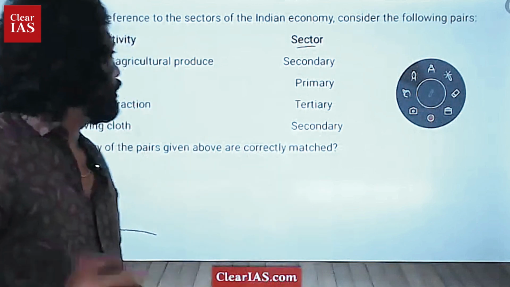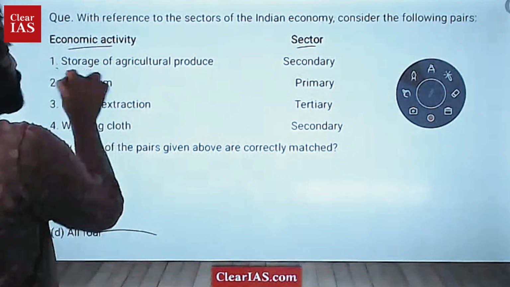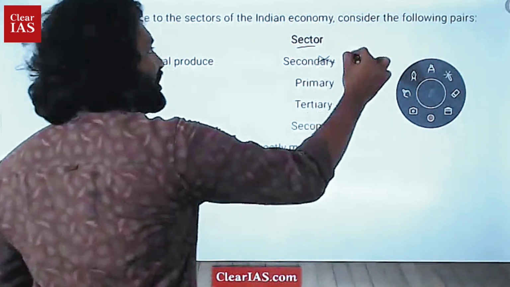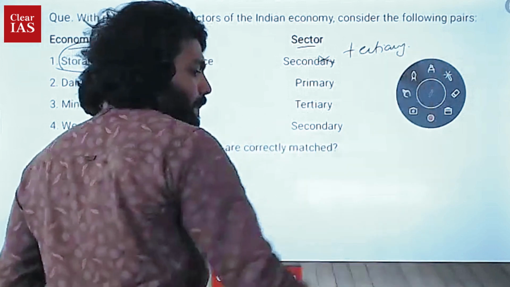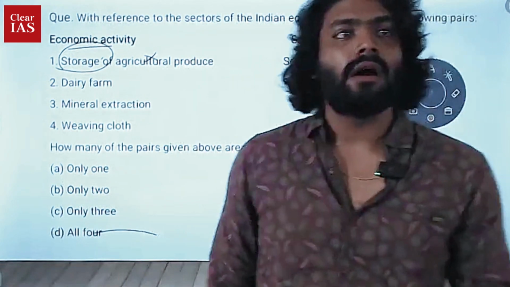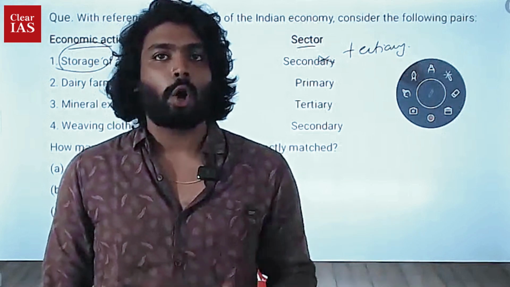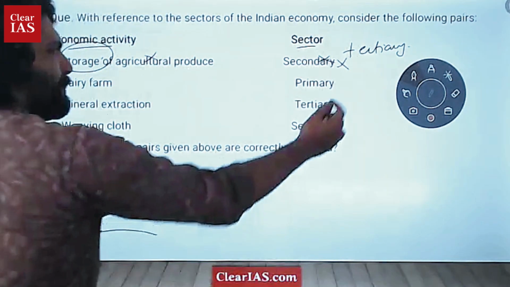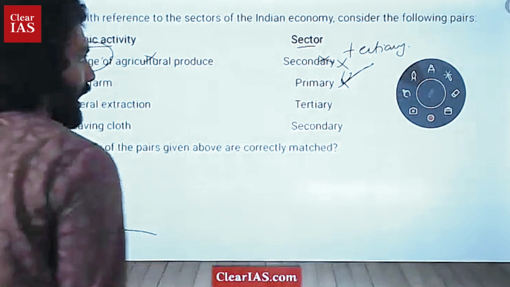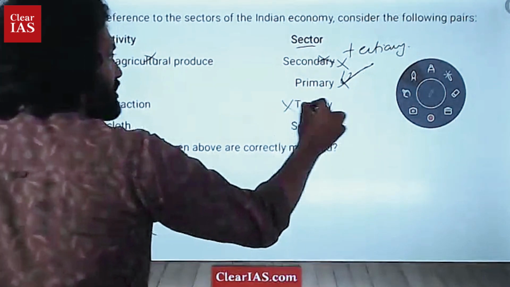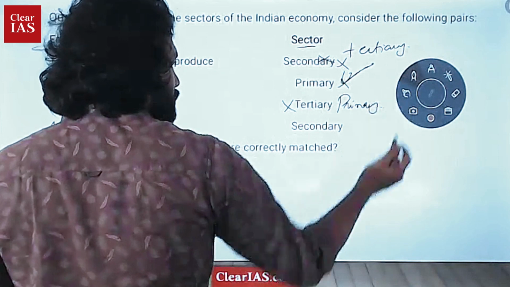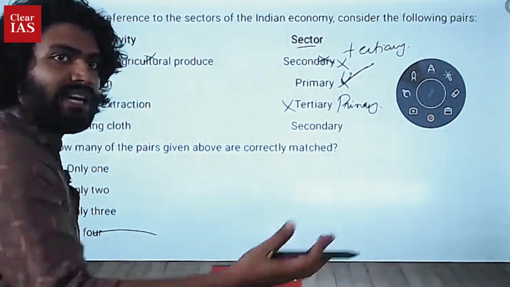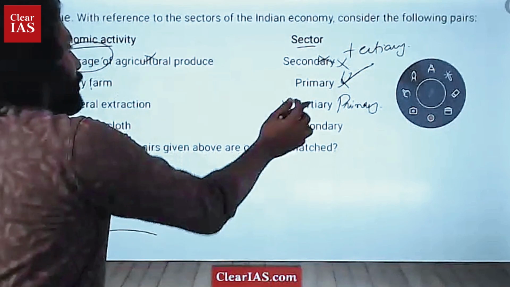How is the differentiation? First question, storage of agricultural produce. Here the picking point is storage. This is tertiary, that is a service. There is no conversion of a raw material into a product, or no harnessing of a raw material. Simple service of storage, that is tertiary. So this is wrong. Dairy farm, obviously primary, no doubt. Mineral extraction, again wrong, it is primary. Natural resources are directly harnessed. In the dairy farm, a biological resource from cattle is directly used, primary.